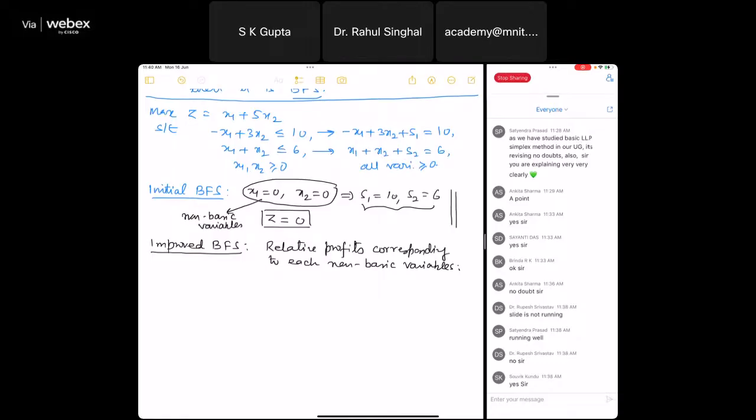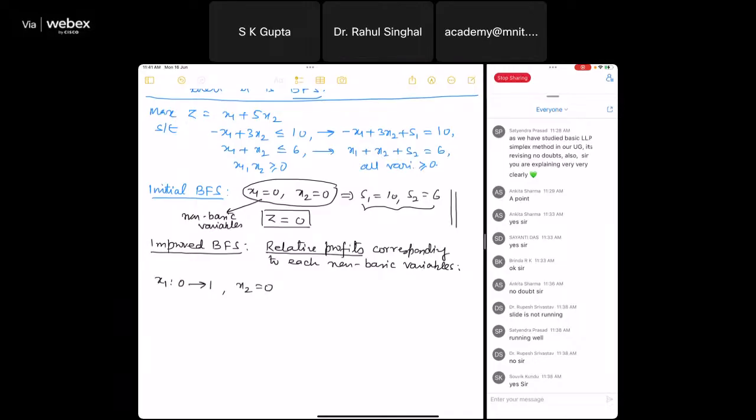What is relative profit? Let us see. We take this x1 variable and we increase it by unit value. We increase x1 from 0 to 1, for example, and we try to see what will be the impact of the unit increase in x1 on the value of z. So x2 remains 0. When x1 is 1 and x2 is 0, s1 will be 11.